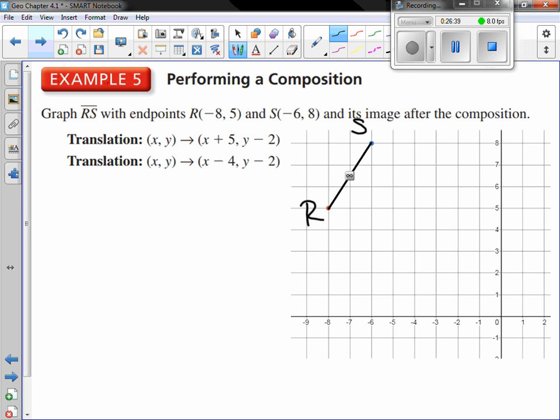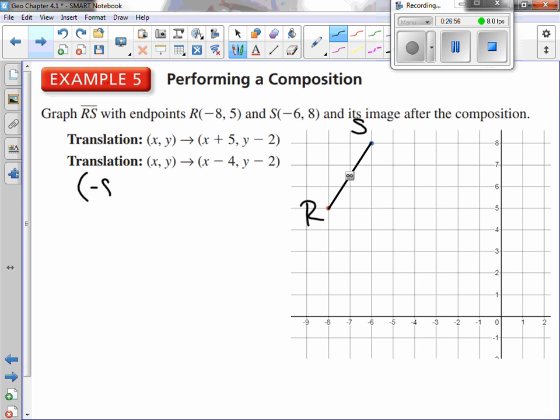And you're going to have to do this on the homework assignment, and we're going to do them in order. Now, the first translation is this here. (x, y) goes to (x plus 5, y minus 2).